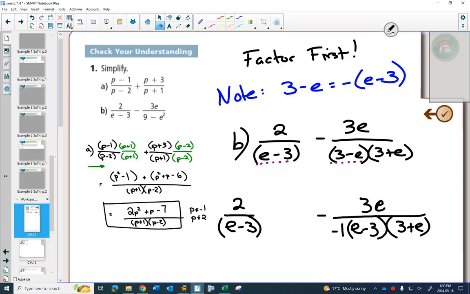So they really up the difficulty by adding that special note in this one. But in order to add or subtract fractions, the rules haven't changed. We need to have a common denominator. So they both have an e minus 3. Can you see that this one is missing the 3 plus e? So we do the 3 plus e and the 3 plus e. Can you also see there's a -1 on the bottom?